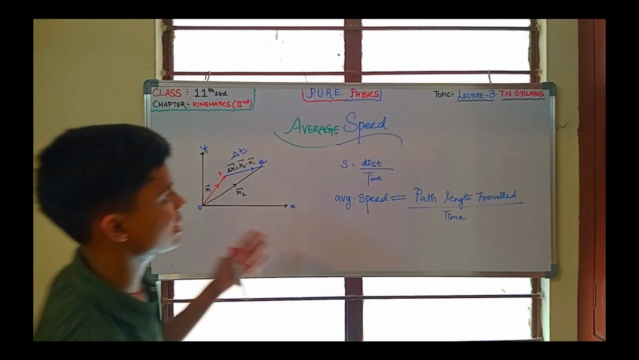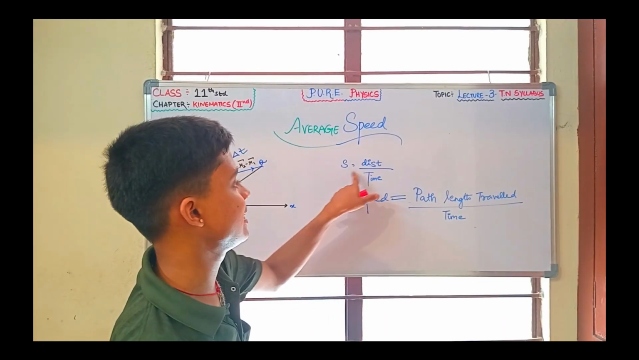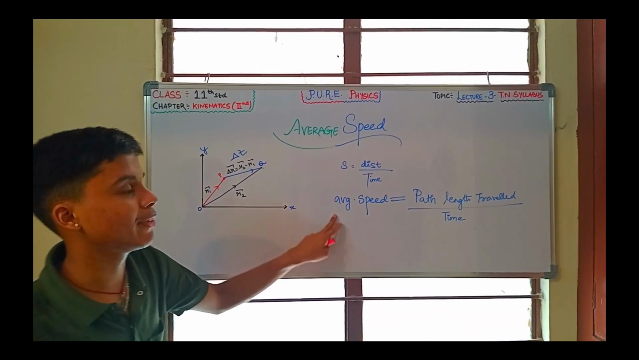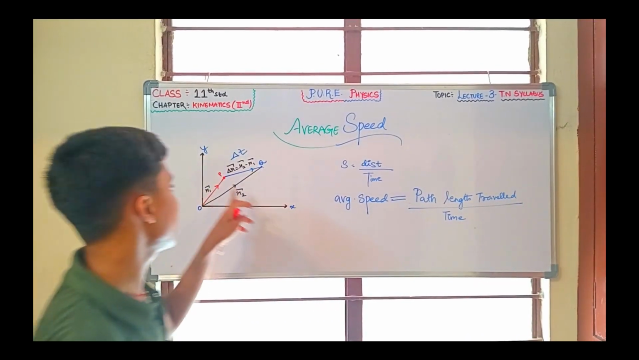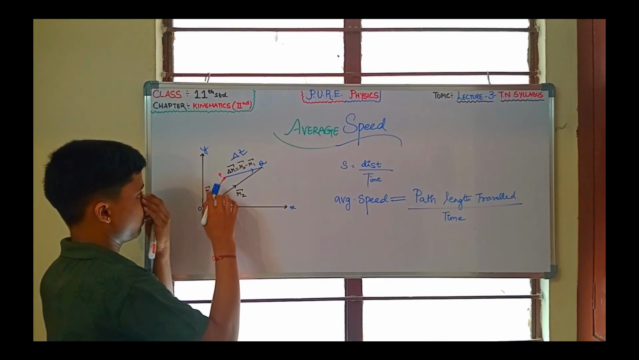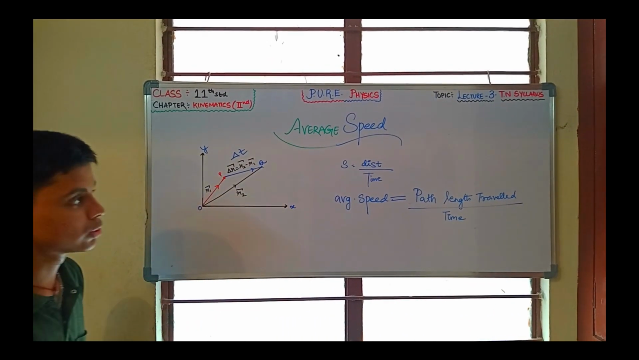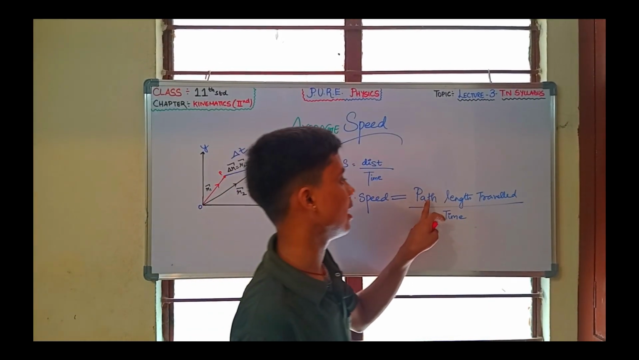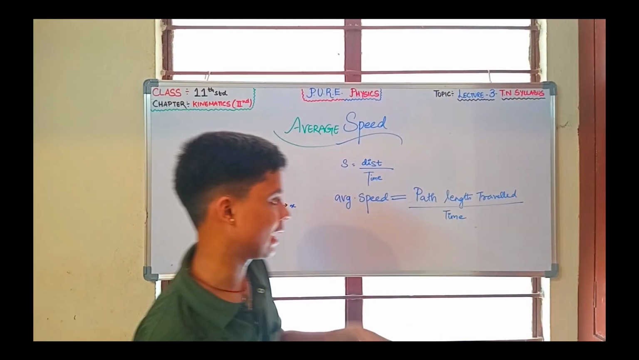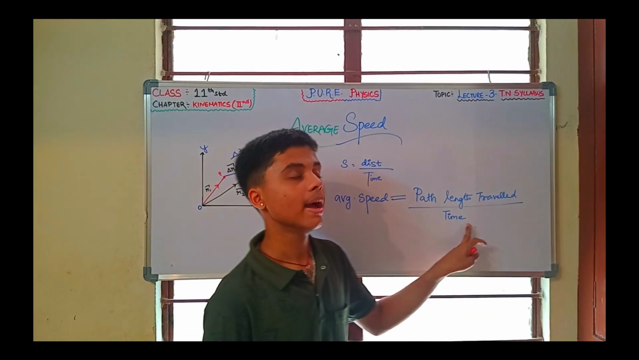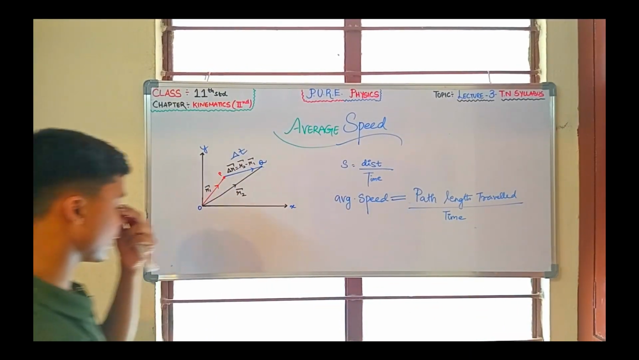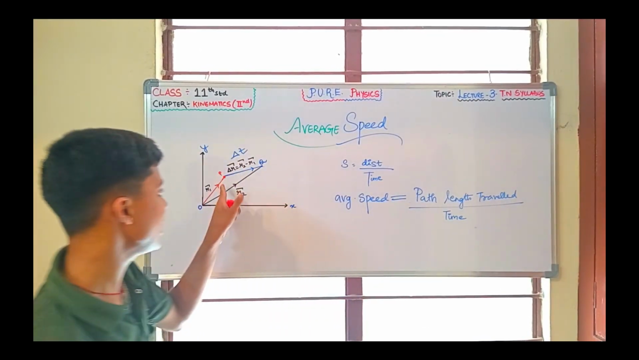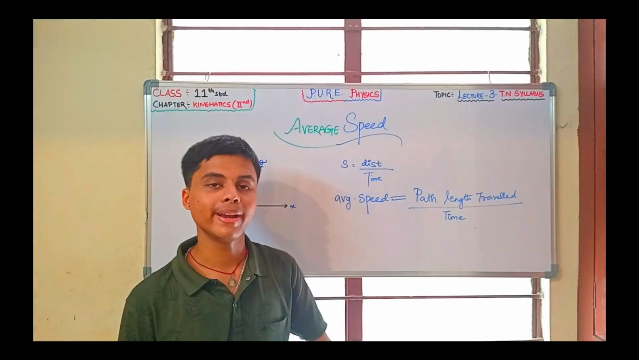So what is average speed? You know, speed is nothing but distance by time taken. Now when we go into the definition of average speed, the particle has to move from point P to point Q. So the speed of that particle is nothing but the path traveled by that particle from point P to point Q by the time taken. So it can be defined as the ratio of the path length traveled by the particle from P to Q with the corresponding interval of time.